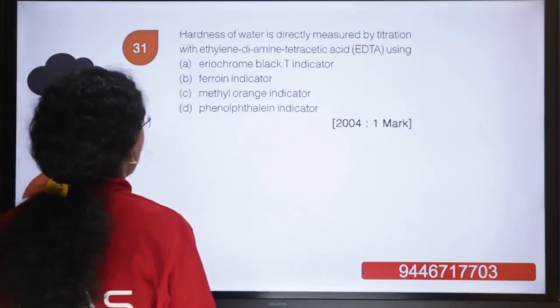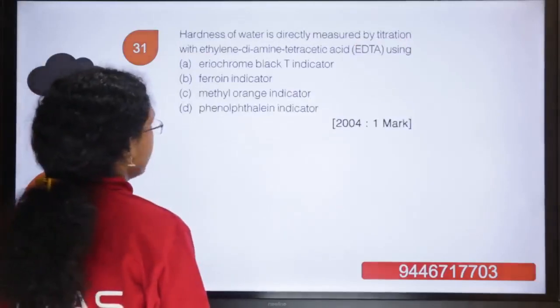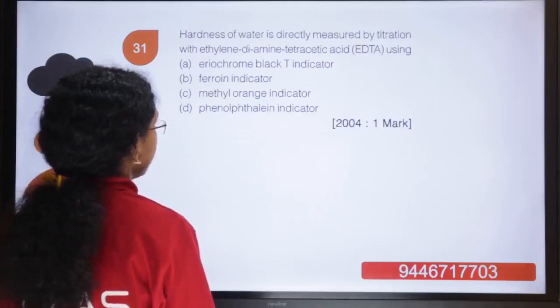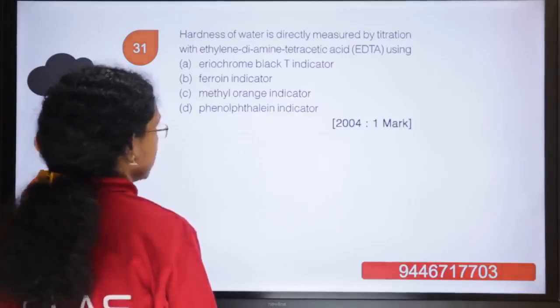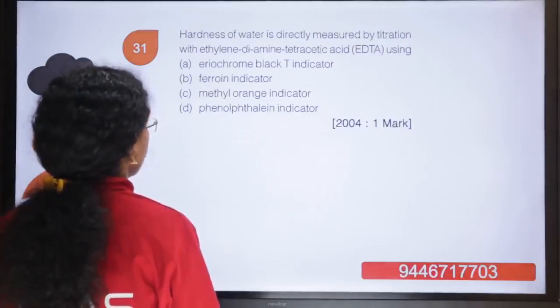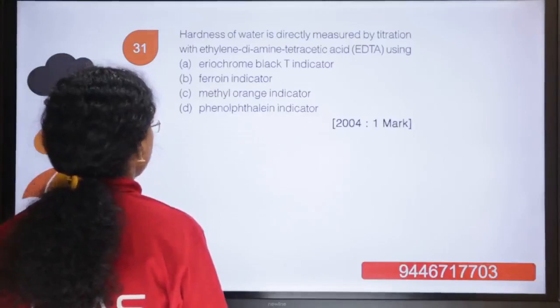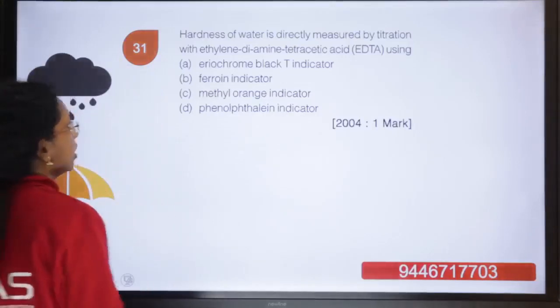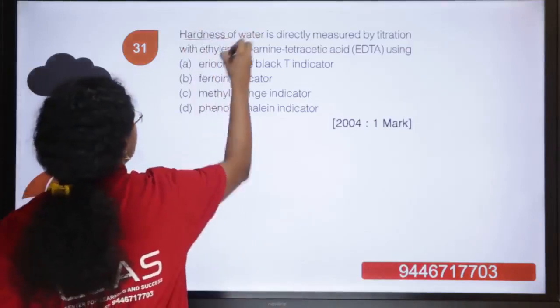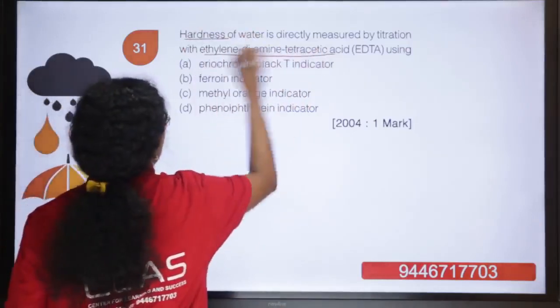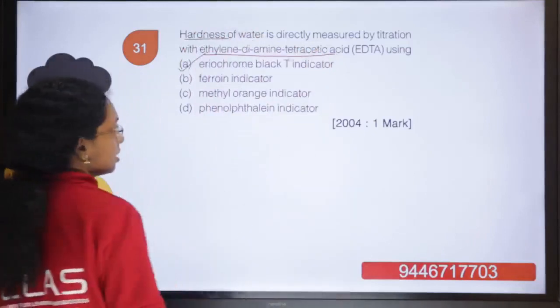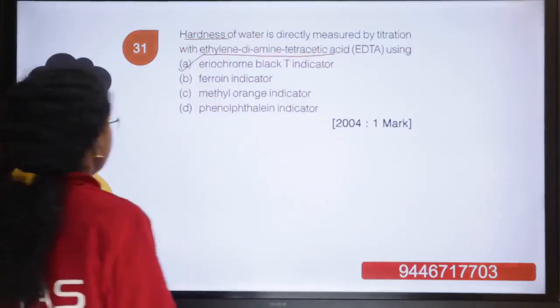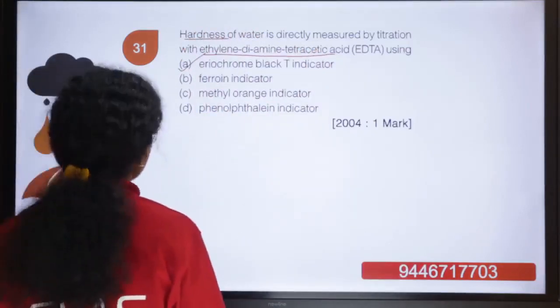Next one, hardness of water is directly measured by titration with ethylenediaminetetraacetic acid or EDTA using A. Eriochrome Black T indicator, B. Ferroin indicator, C. Methyl orange indicator, D. Phenolphthalein indicator. Here for the hardness test, EDTA is always the titrant and Eriochrome Black T is the indicator that is being used. So that is the answer for that.